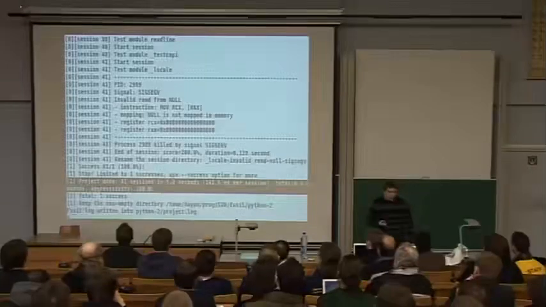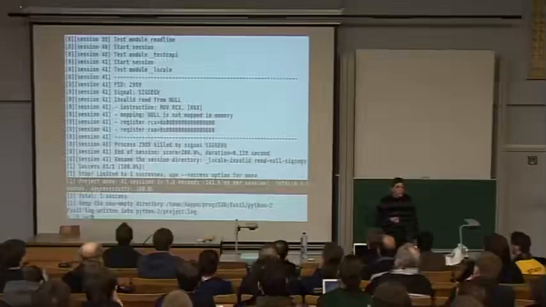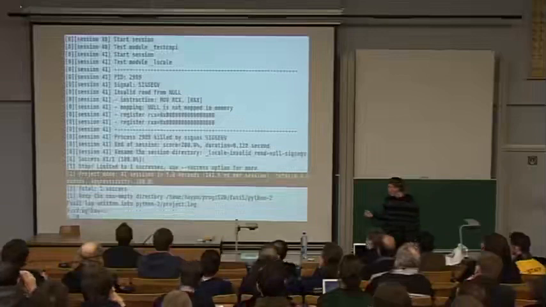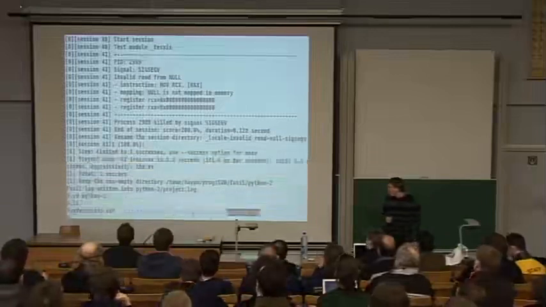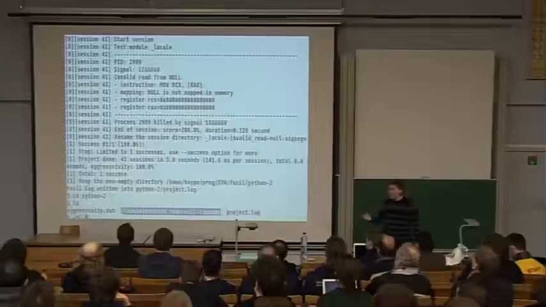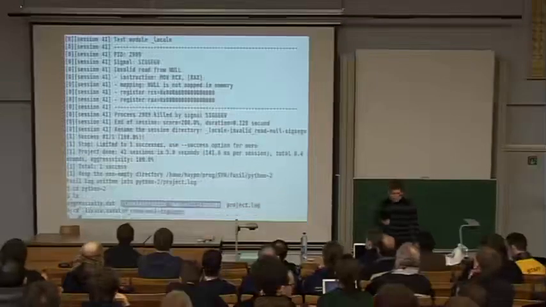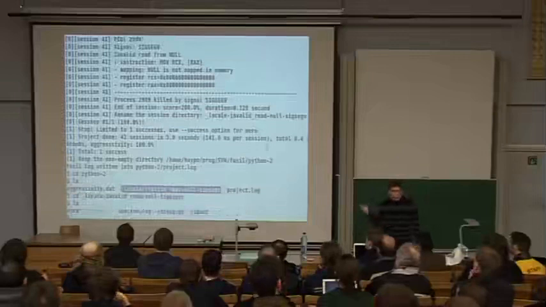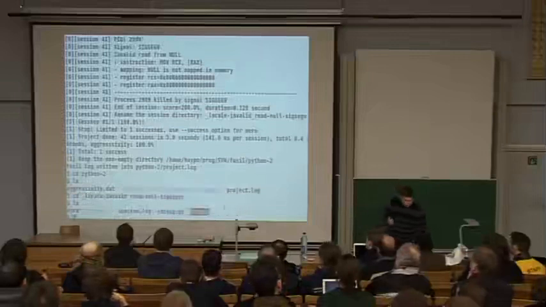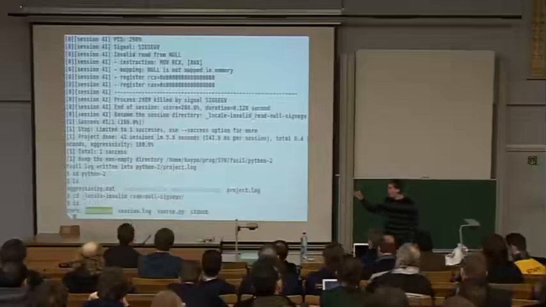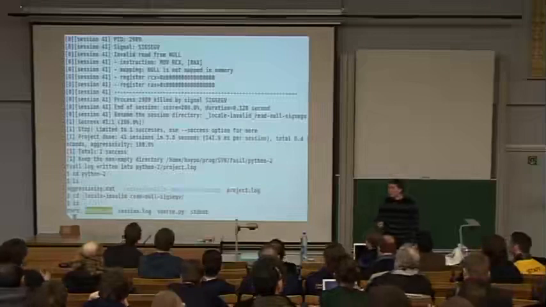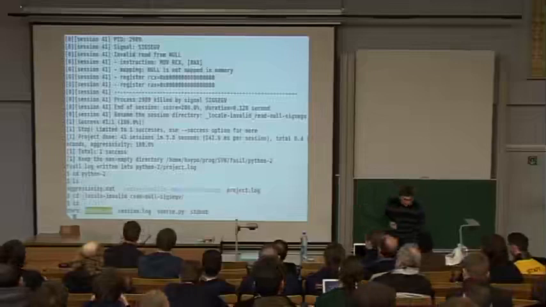And when we have a crash, Fusil stores all data in a directory. Here it's a directory Python-2. We have the project log, which has all logs of the project, and a subdirectory for each crash. In the directory name, you have already the information about the crash. So first the module name, underscore locale, but also the type of the crash. Here, invalid read from null address.